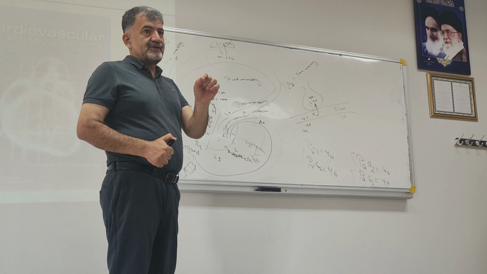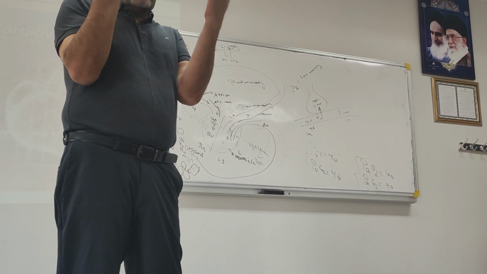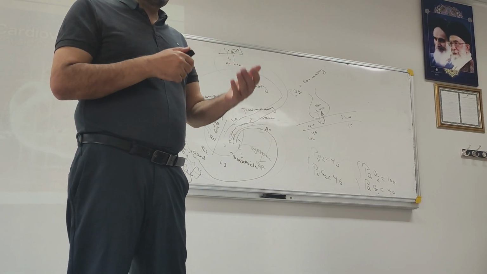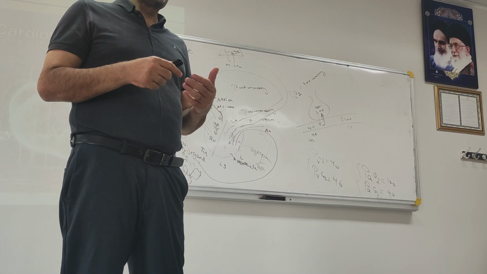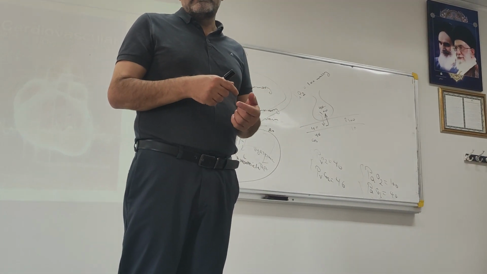You're not speaking about the circulation. My question is, we have two general circulations. One is maybe called systemic, one is pulmonary. Are these two circulations in series together or are they in parallel? In series.